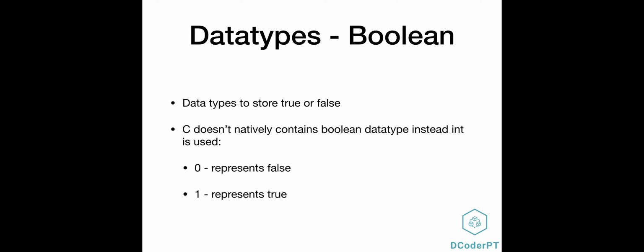And another data type that we have, or not entirely have, is the Boolean. And when I say not entirely have, it is because C natively doesn't contain the Boolean data type. So we typically use the int to represent Boolean, and the Boolean is a data type where we have only two possible values, true or false. Since we are using an integer to represent it, the way that it's used in C is that 0 represents false and 1 represents true.